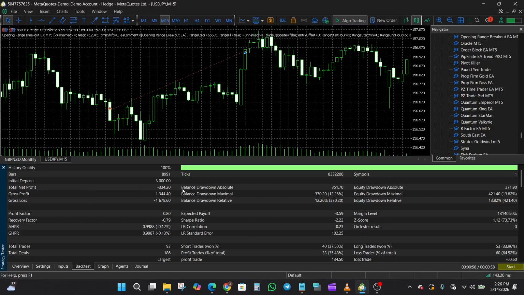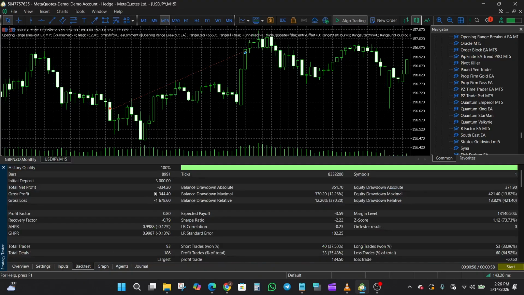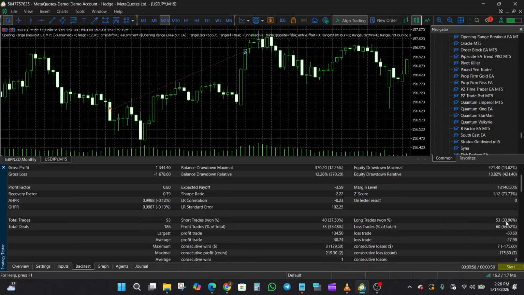I am not surprised about this because, just like I said, the graph had some notable periods of decline. From the results we are seeing that the total net profit was negative $334.2. That's a little above 11% of the initial deposit of $3,000. We have 93 total trades taken. Short trades we have 40 with a 37.5% win rate. Long trades we have 53 with a 33.96% win rate.